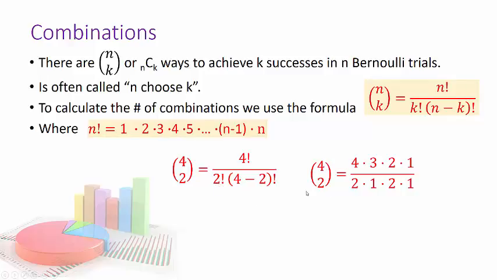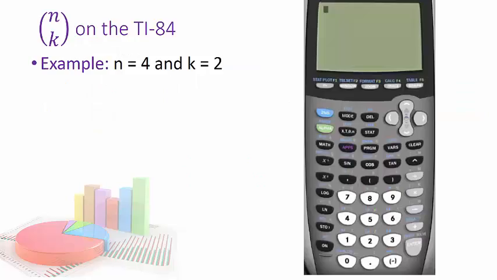This is also 2 factorial, so that's 2 times 1. These simplify, and you end up with 12 over 2, or 6. So that's definitely a lot easier than drawing out sample trees. You can also do this on your calculator.